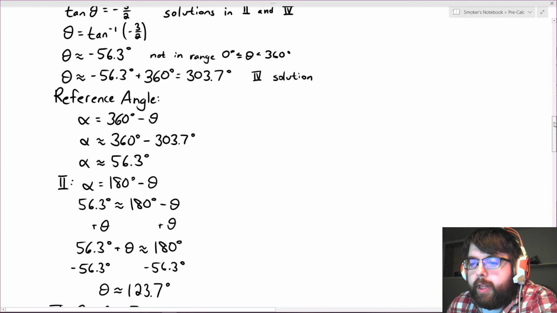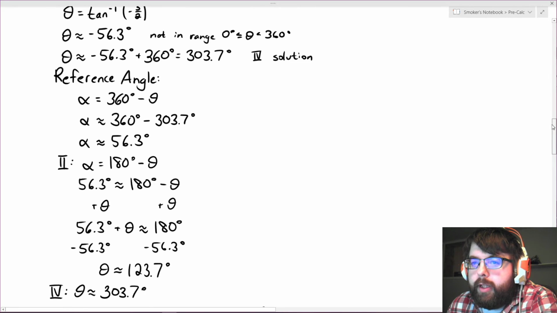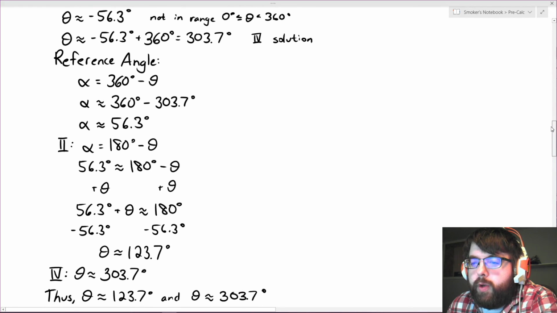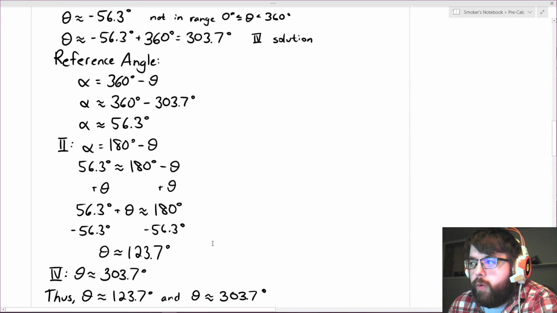Okay, 123.7. And then I'm just going to rewrite my fourth quadrant solution, labeling it on the left, and just do a quick summary at the end of the two solutions. Once again, the process is finding one of the solutions that the calculator gives us, or coterminal to what the calculator gives us, finding the reference angle, using the reference angle to find the other quadrant, the one that the calculator did not give us.